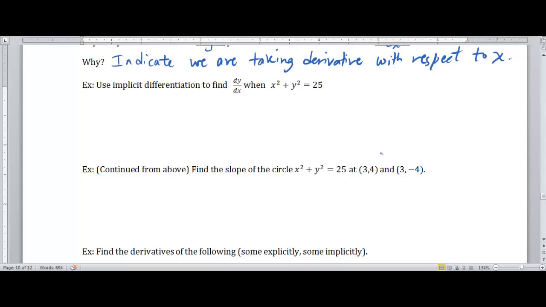Use implicit differentiation to find dy dx when x squared plus y squared equals 25. Okay? This is the equation of a circle. This is a circle centered at 0, 0 with radius 5. Okay?